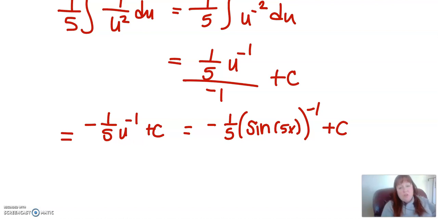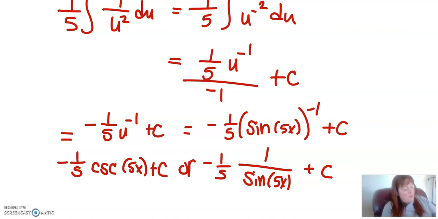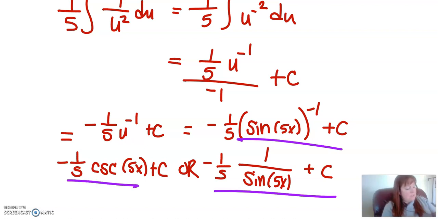Oh, the other thing you could recognize, that's what else I was going to tell you, is that this is 1 over sine of 5x. What is 1 over sine? Well, that's cosecant. So we could write this as negative 1/5 cosecant 5x plus c. So either one of those works. All three of these are totally fine.